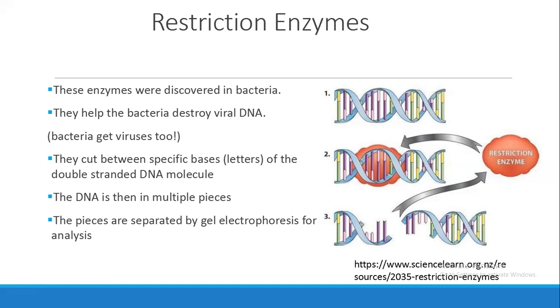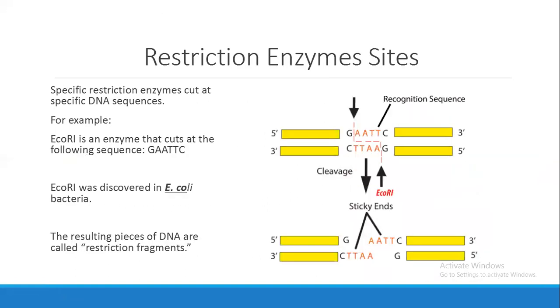The pieces are separated by gel electrophoresis for analysis. Ultimately, restriction enzymes act in a specific way to find the solution to a problem. A specific restriction enzyme cuts at a specific DNA sequence. It must be known that a restriction enzyme is not a single enzyme. It is a set of enzymes that have the same characteristic, but each is specific for its own site, its own substrate.